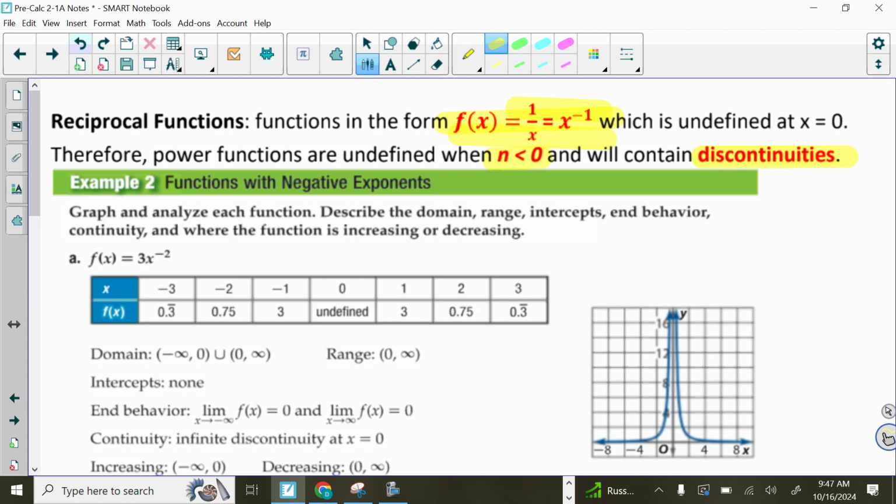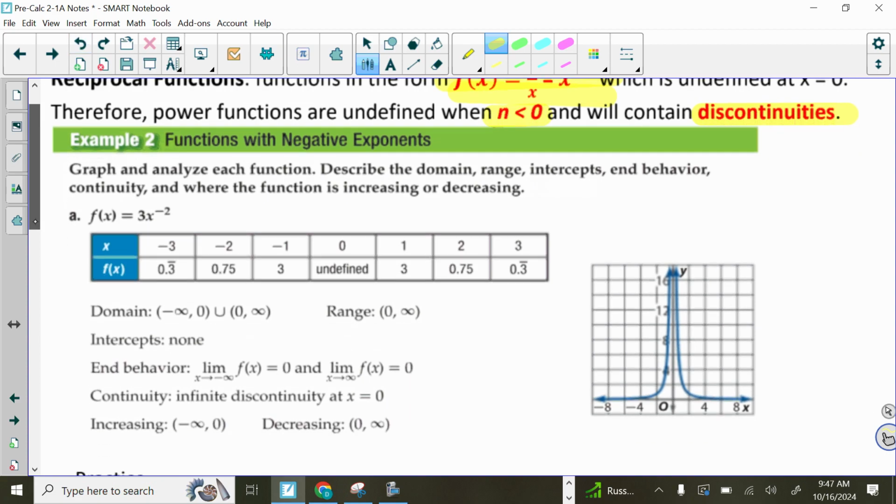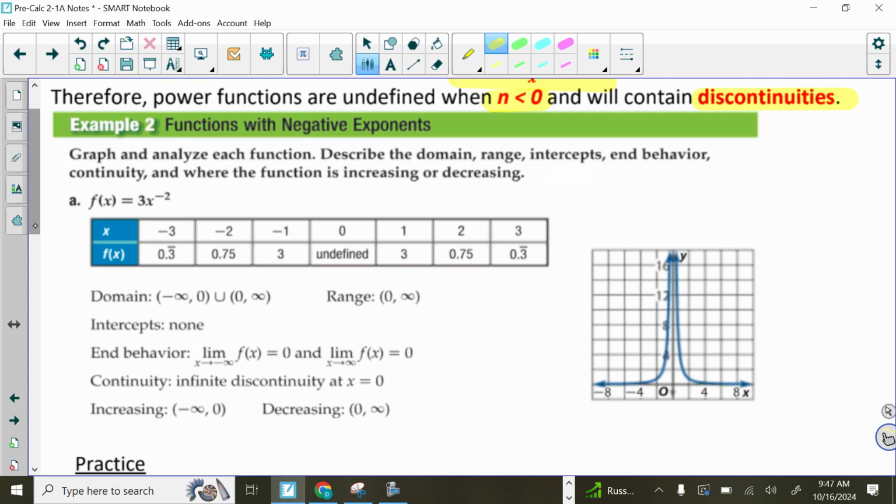continuous, not defined. All right, so number 2, let's work through this one together, and we'll look at some things here as we go. So if we look at the first one here, f of x equals 3x to the negative 2 power. We can see we have a table of values here, and that gives us, like we said, a discontinuity here because we're undefined at 0.